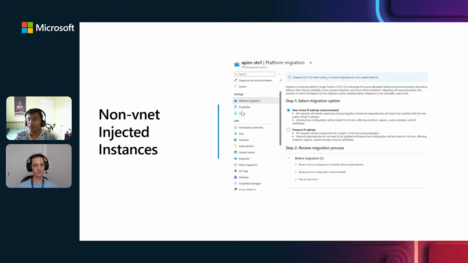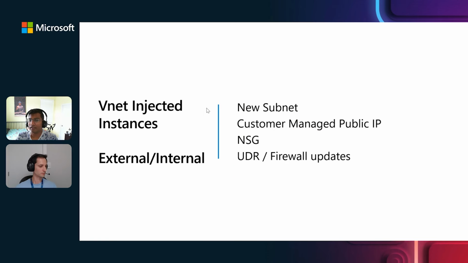Thanks, Andre. Now that we have looked at how we can migrate a non-VNet injected instance from Stv1 to Stv2, let's move on to looking at how we can migrate a VNet injected instance from Stv1 to Stv2. Like we said earlier, there are two kinds of VNet injected instances: external and internal. The fundamental difference is how the gateway is exposed publicly. In an external injected instance, the gateway is publicly exposed, whereas in the internal instance, it is completely private. But in both cases, they are injected into your virtual network to access your private backends and on-premise backends.